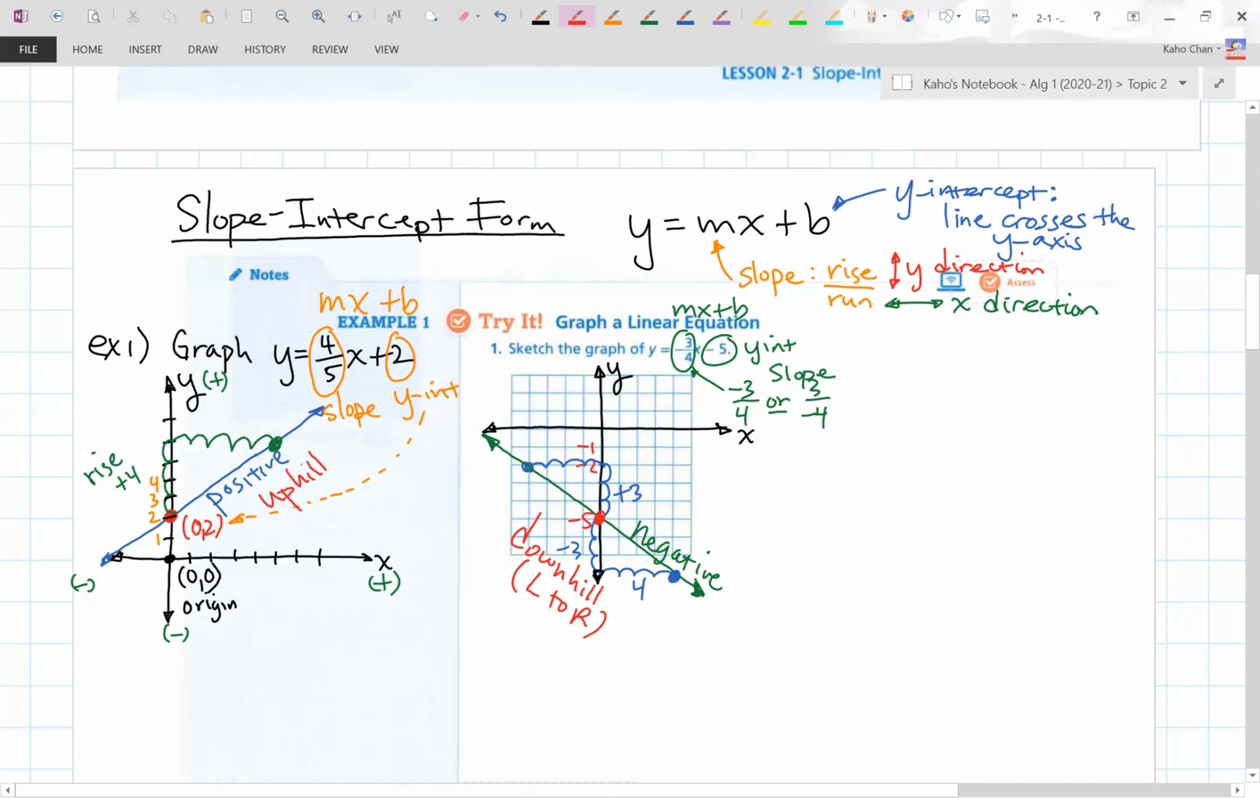There. All right. What do you guys think? Have you done this before? Moving on to example 2.